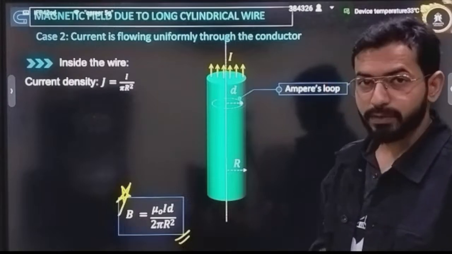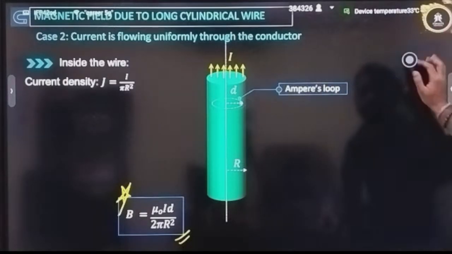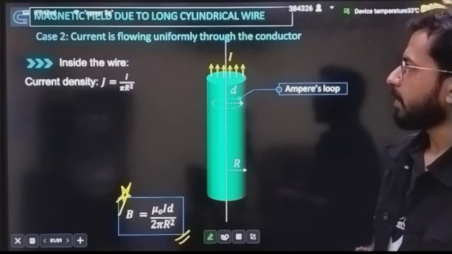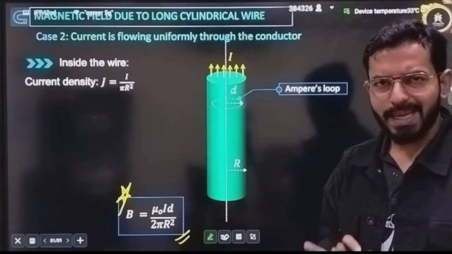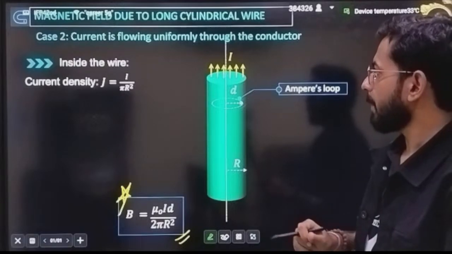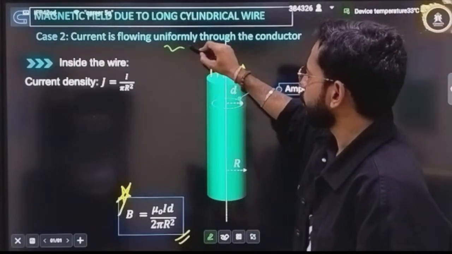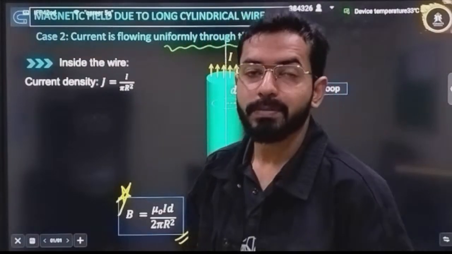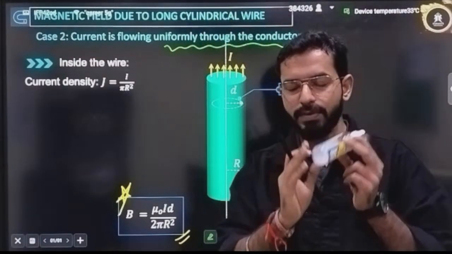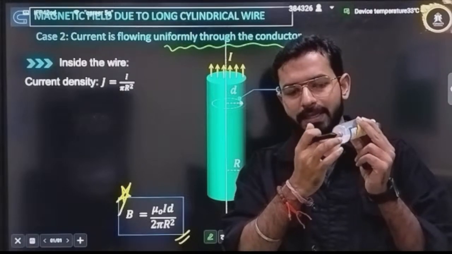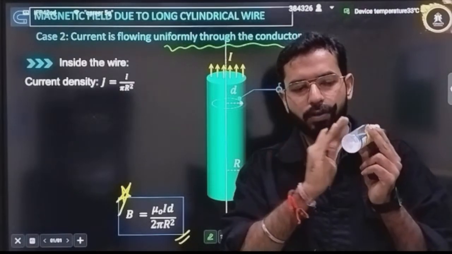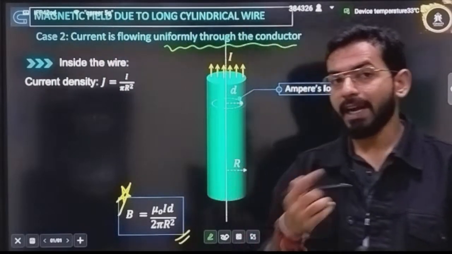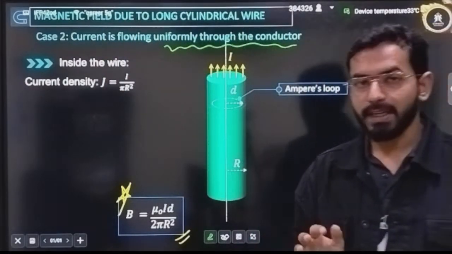Okay. Now the next one is a little bit more interesting, and the reason I will tell you now. See, the magnetic field due to a long cylindrical wire, the case is the same, but what is the change this time? Notice that current is flowing uniformly through the conductor. Last time I told you that current is only flowing from the outer surface. But this time current passes uniformly through the center points also, from the inside also, and from the surface also. So this time there will be some inside current also, and that calculation will be very interesting. I will tell you how to calculate.